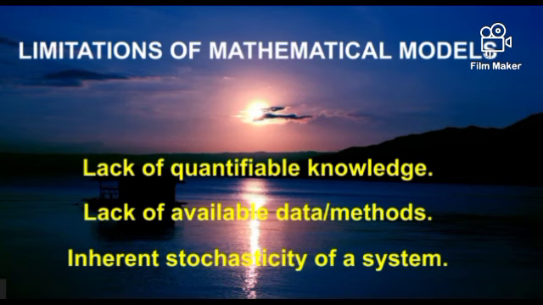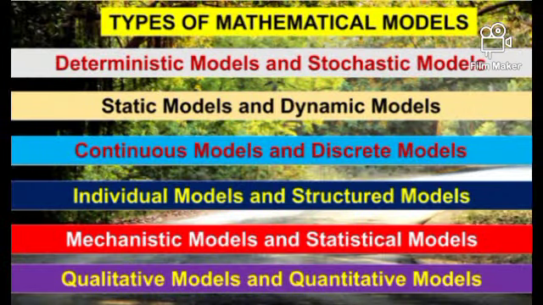Like infection is a stochastic process, and in many cases it is impossible to make accurate predictions for infection spread on the individual level. These are the different types of mathematical models, and this is how mathematical models are classified. Mathematical models are classified as either deterministic models or stochastic models.